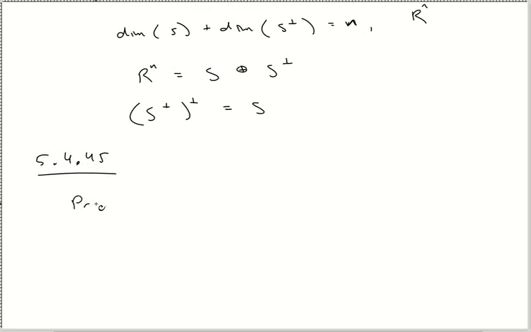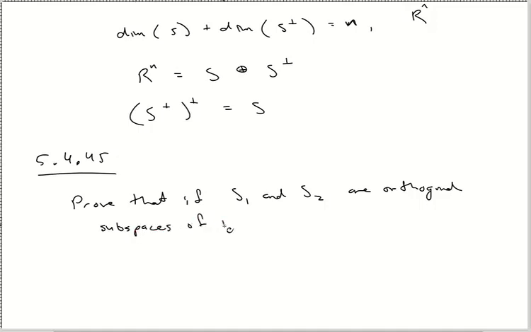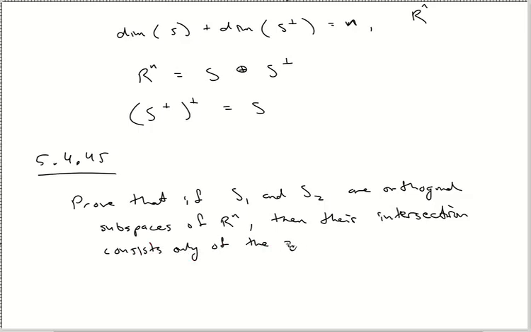5.445. So prove that if S1 and S2 are orthogonal subspaces of Rn, then their intersection consists only of the zero vector. Okay.